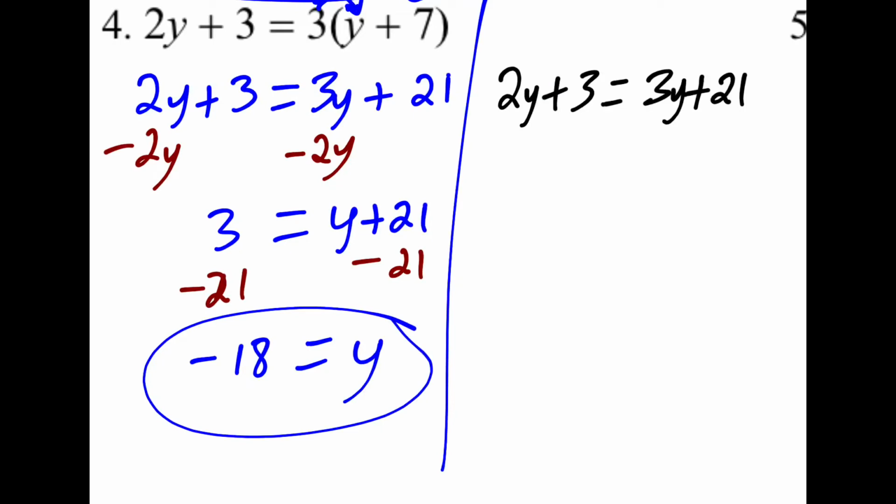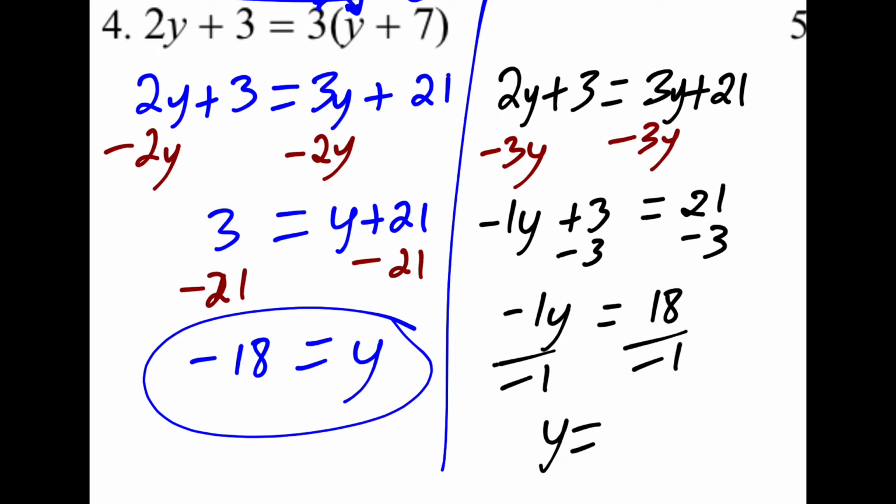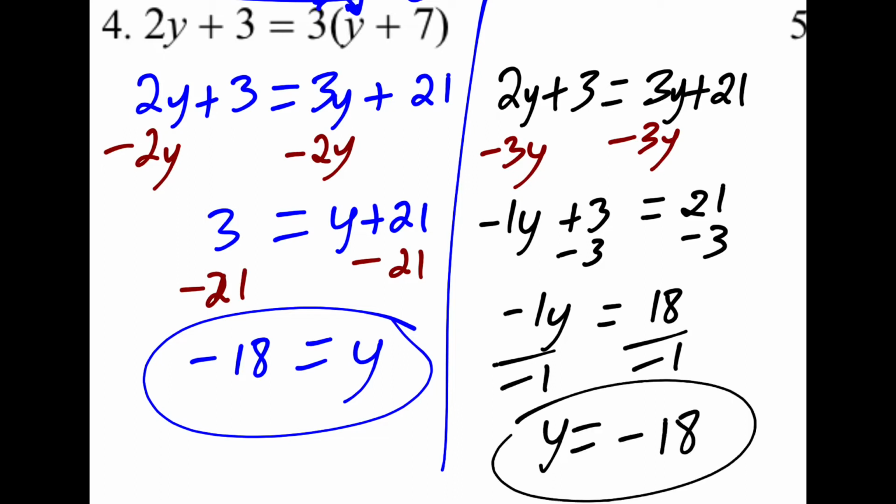Just for sake of argument, what would happen if you subtracted 3y instead of 2y? Would that work? Well, you would get negative 1y plus 3 is equal to 21. You would subtract 3 from both sides, and you get negative 1y is equal to 18. You would divide by a negative 1, and you would get that y is equal to negative 18. So the answer is yes. Does it really matter if you subtract the 2y or the 3y? No. Just changes your steps a little bit.